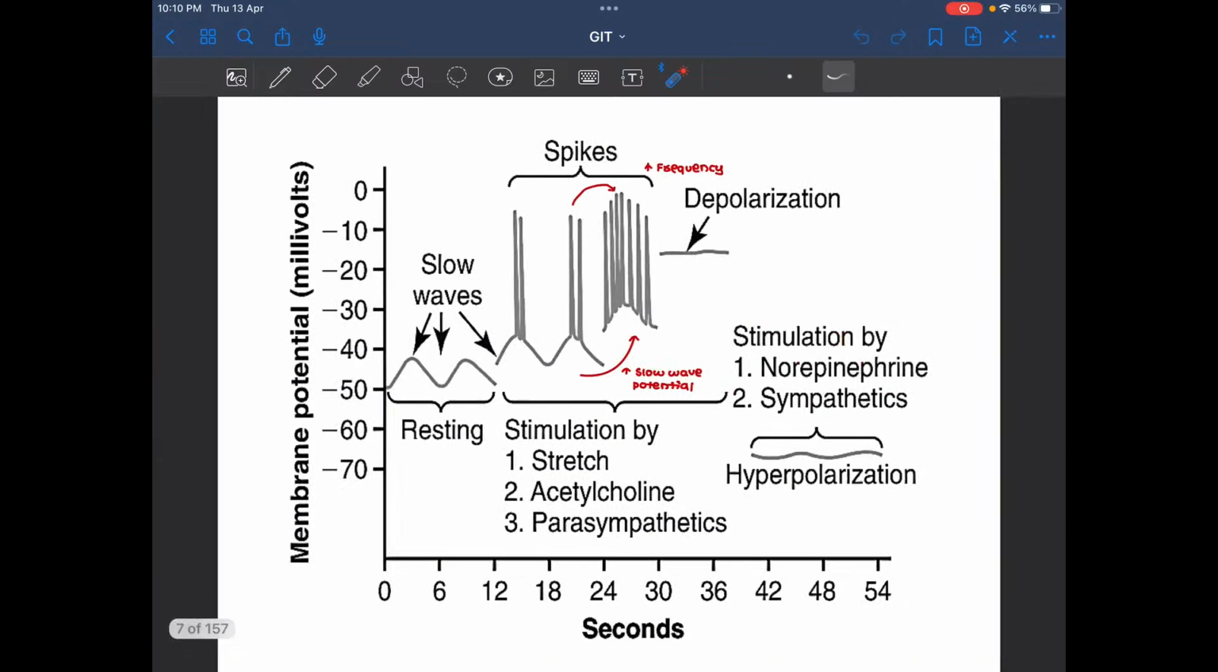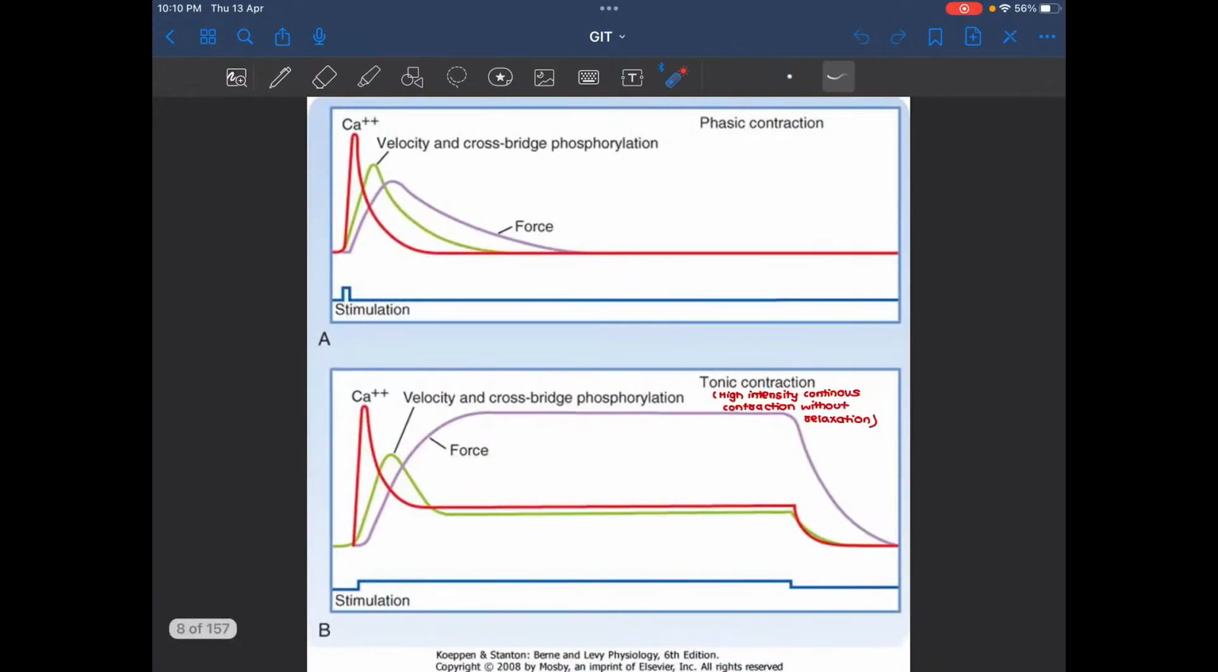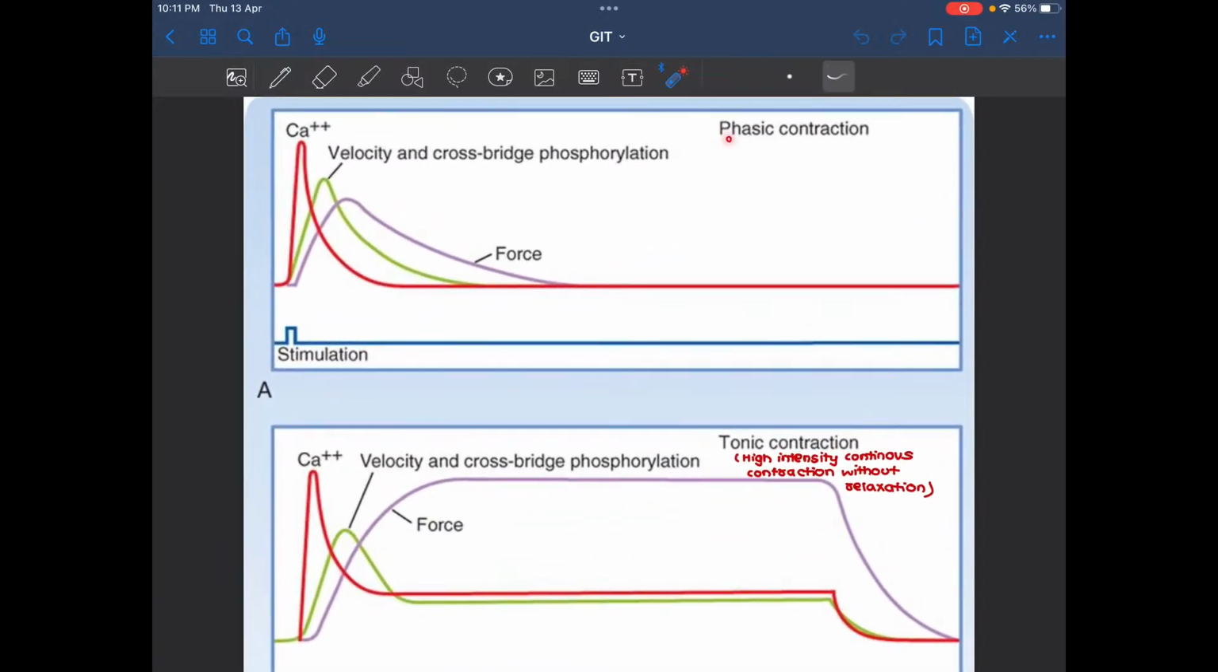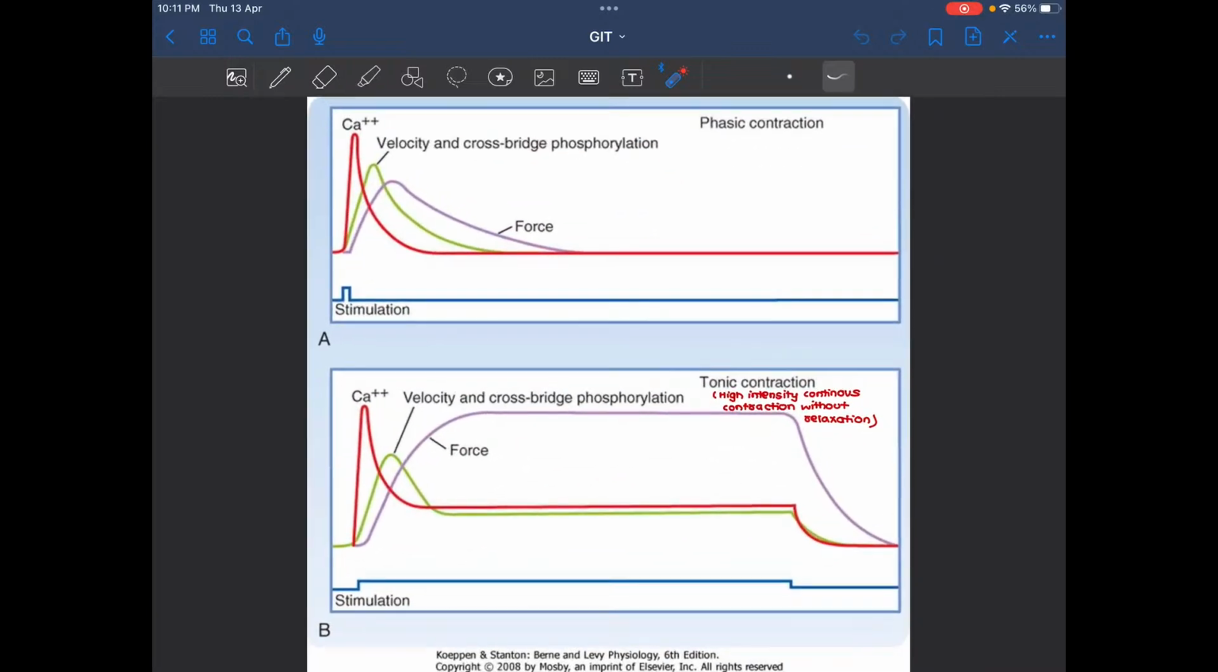Okay, so that is what is happening, and we saw all of the different tables. Now, smooth muscle cells can actually contract in two ways. We can have either something known as a phasic contraction, meaning a contraction comes and then it dies down, or we can have something known as a tonic contraction. Tonic contraction is a high intensity, continuous contraction without any relaxation in between. Phasic contraction is like contracting then relaxing, contracting and relaxing. So this is known as phasic contraction in smooth muscle cells, and this is your tonic contraction.